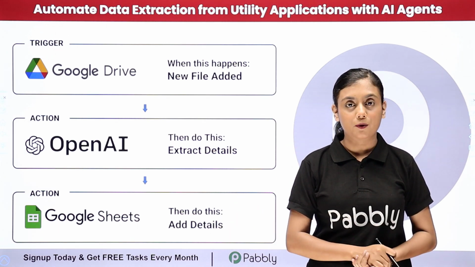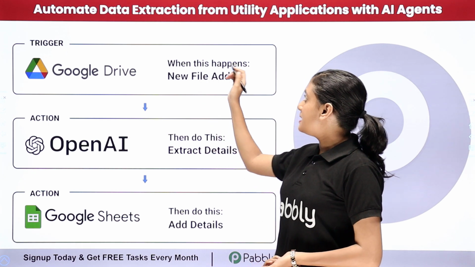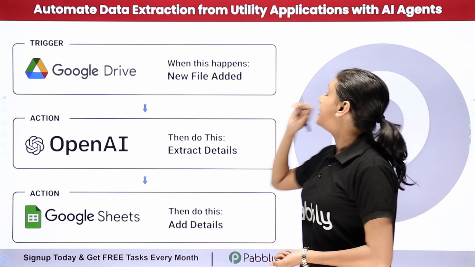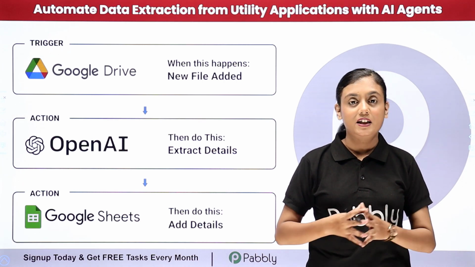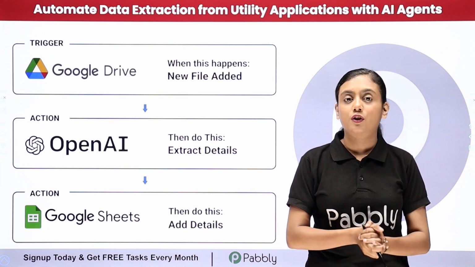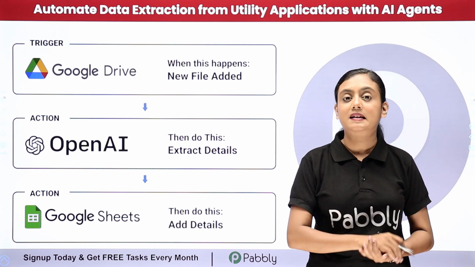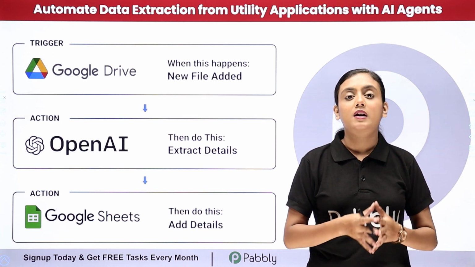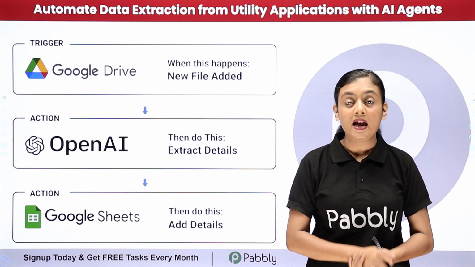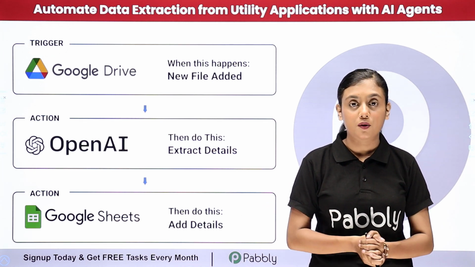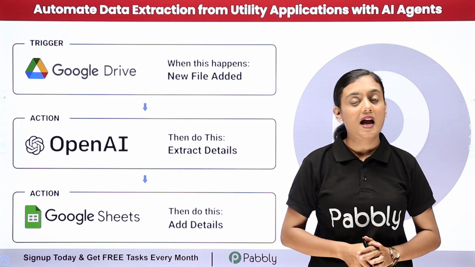In this video, we are going to learn how to automate data extraction from utility applications with AI agent. So I am a manager in a utility connection business and I receive a lot of applications related to the utility connection. Now over here, what I do is I have to sit down and go through the applications manually and extract the required details from it, which is very time consuming and hectic.